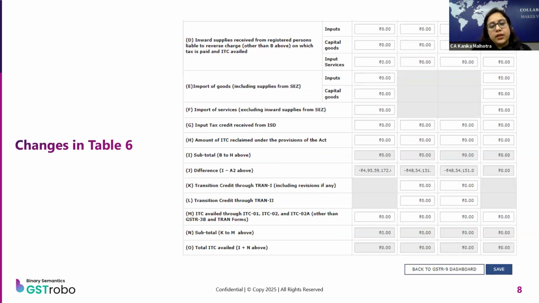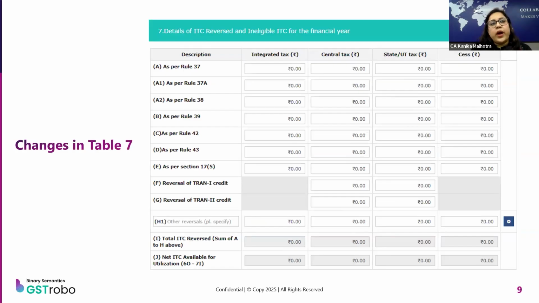ITC 01 is basically availed if you are changing from composition to normal, normal to composition, or in mergers and acquisitions, if you are doing all those things. So these ITCs are given here. I just needed to add one more thing.